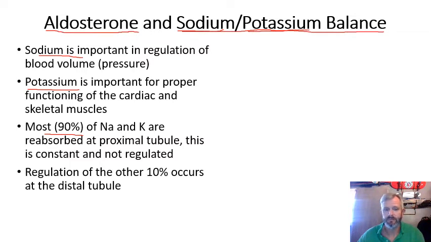We already said 85, here the 90% of sodium and potassium are reabsorbed in the tubule, and also the descending limb of the nephron tube or nephron loop, right? And that is constant. That is not regulated. We don't change that. That just takes place. That reabsorption that takes place early on in the nephron. We can regulate the other 10%. And that regulation is going to come in the distal convoluted tubule. In the distal tubule, here's where aldosterone is going to have its actions.